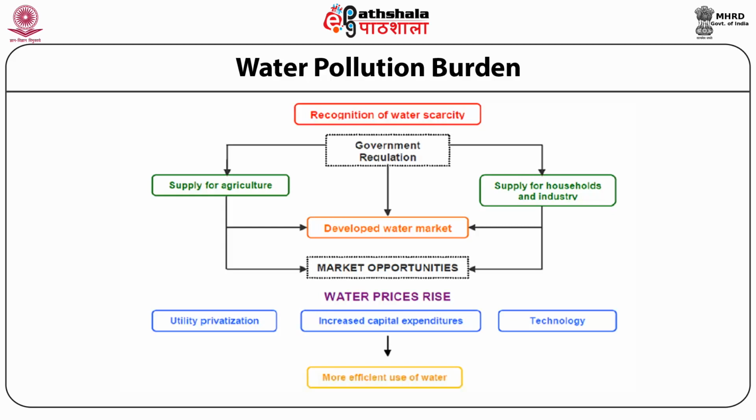For example, how can we recognize water scarcity? India is a developing country, and different areas have different requirements of water. There are some areas where there is water scarcity, and similarly some areas where the polluted water is more compared to the others. That is why this slide shows the recognition of water scarcity, because the government requires regulation for the supply of water to agriculture and also for household and industry supply, and it varies from area to area depending upon the availability of water, which creates market opportunities also. So the water prices may rise or decrease depending upon the availability of water.